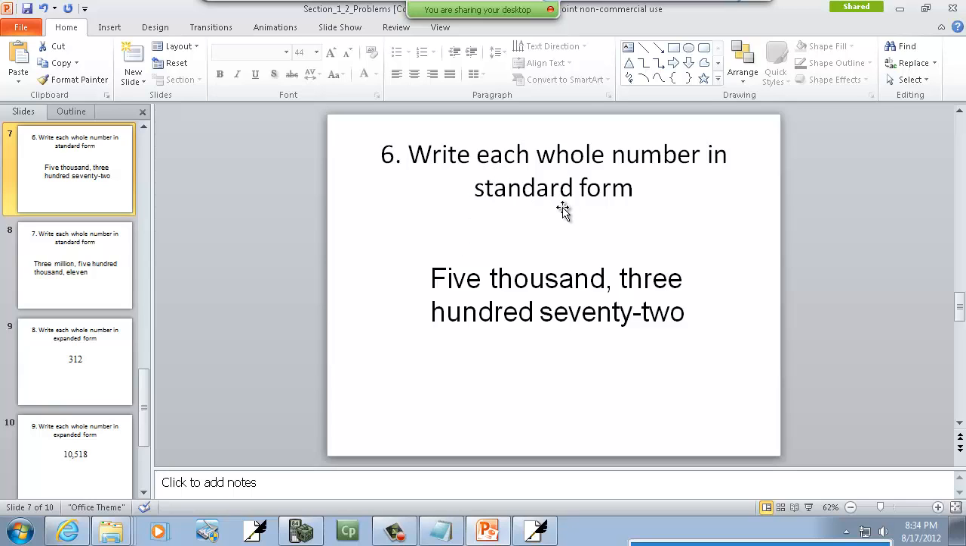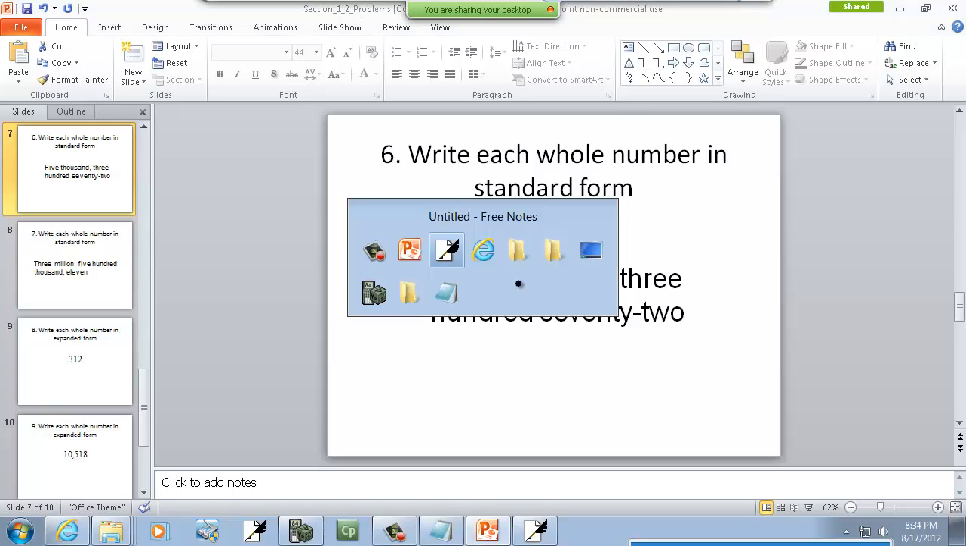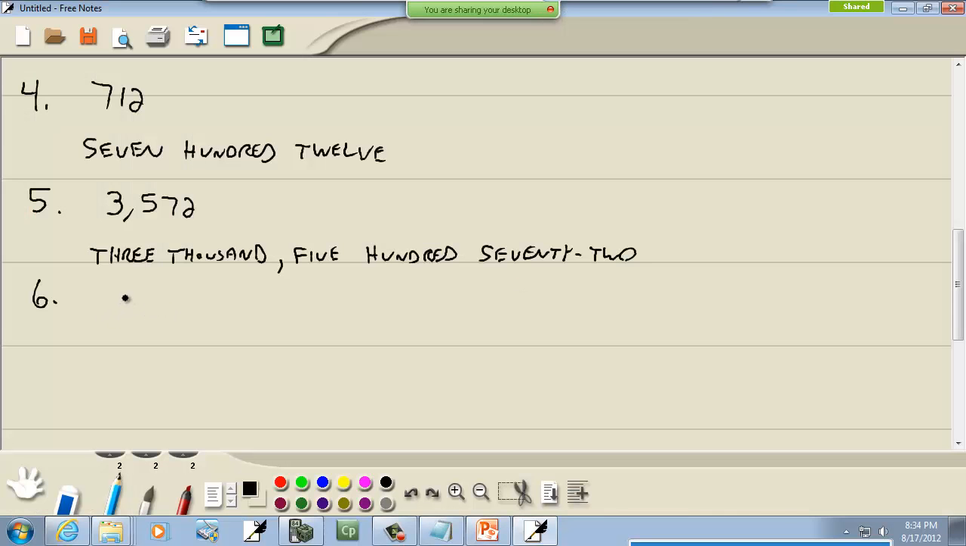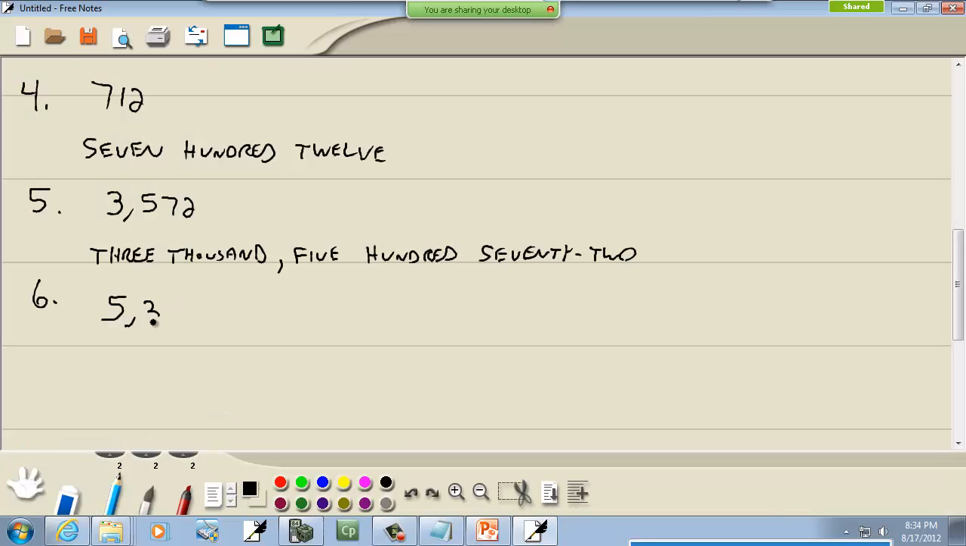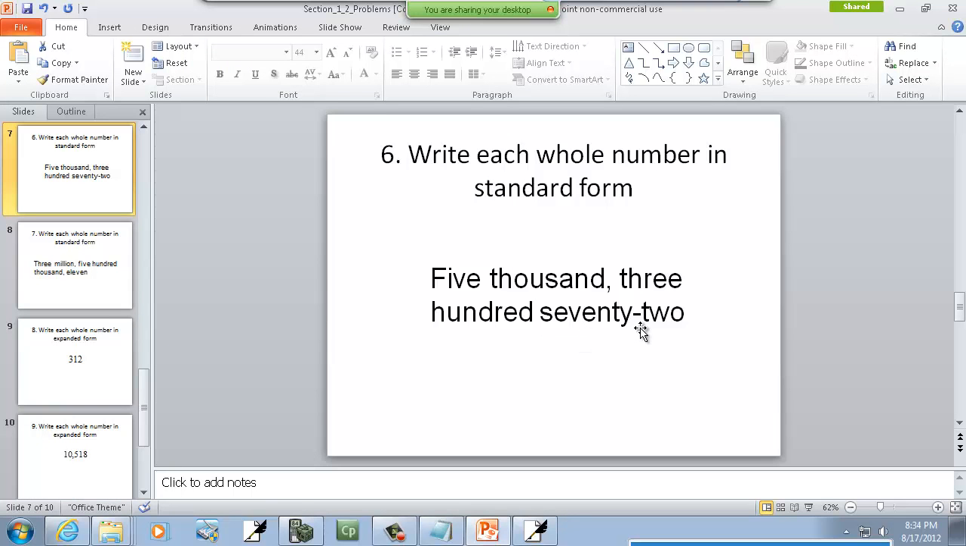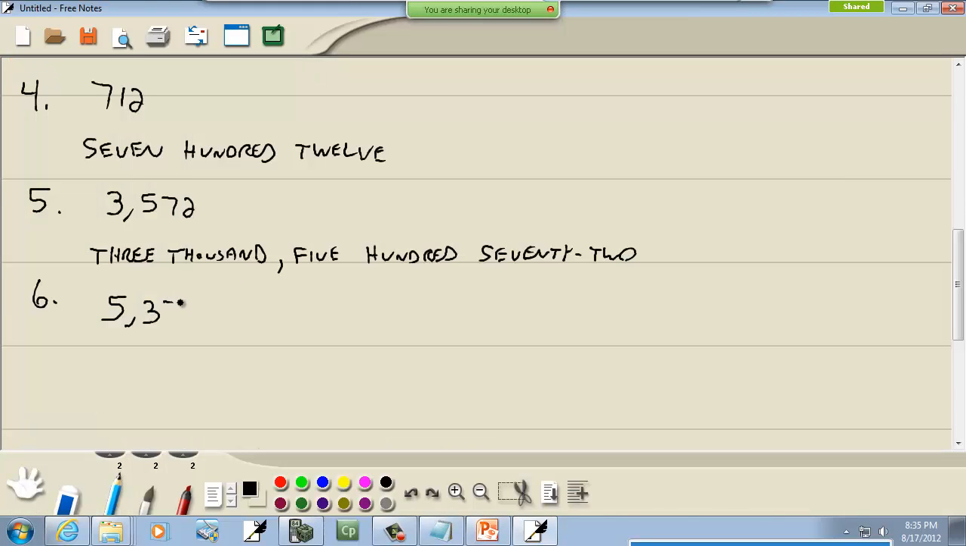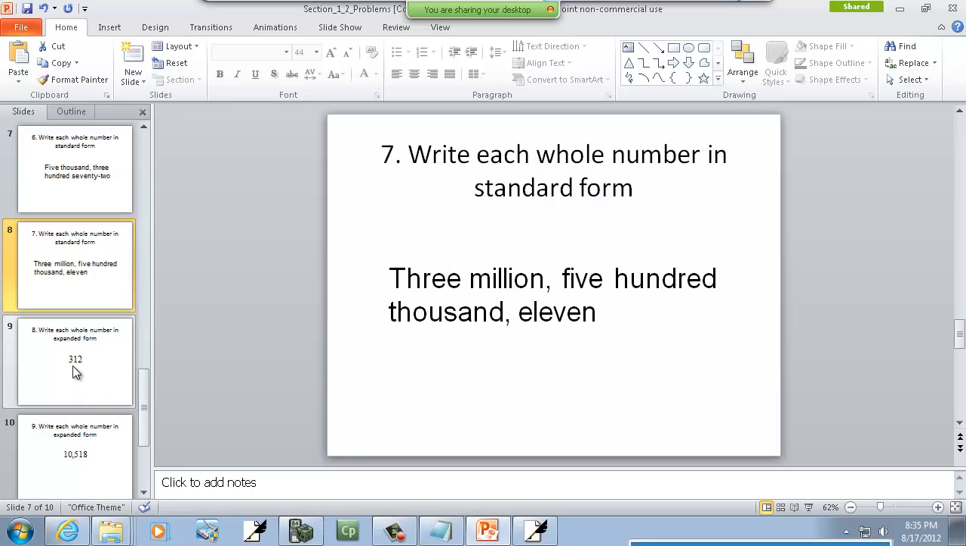Number 6, write each whole number in standard form. 5,000, comma, 372. Now the 5,000, we don't actually write 500. The 5,000 means the 5 goes in the thousands place. And then we have a comma. Then 300, and again, we don't write 300. We just put a 3 in the hundreds place. And then the 72 is considered together. So that'd be right there. I made these numbers up. Doesn't look like I was very imaginative there. Just switched the numbers around. Sometimes you think you're being random and you're not.